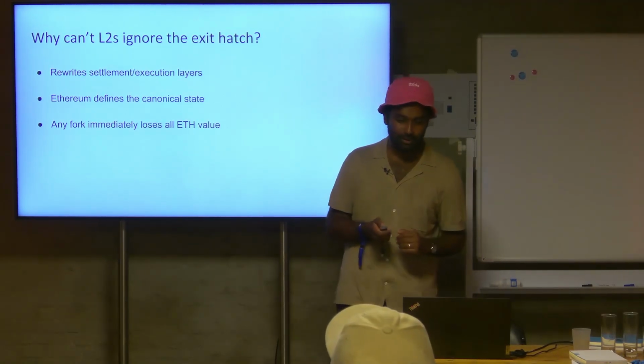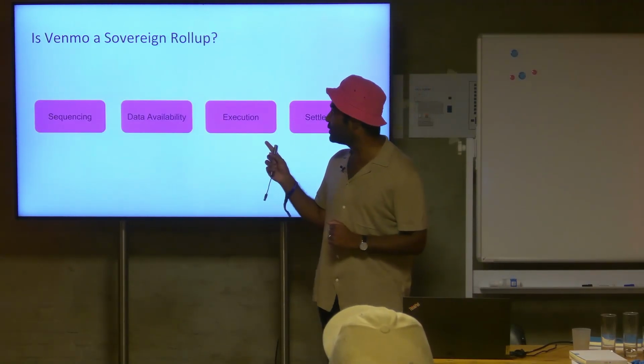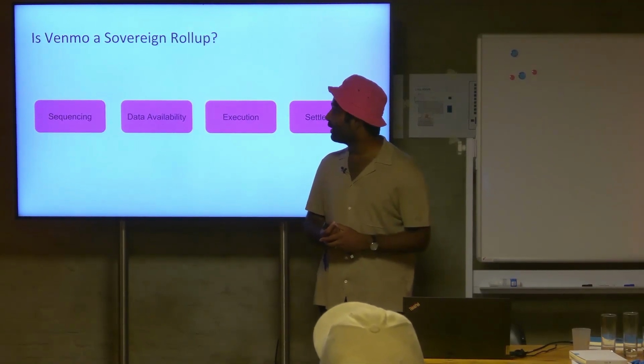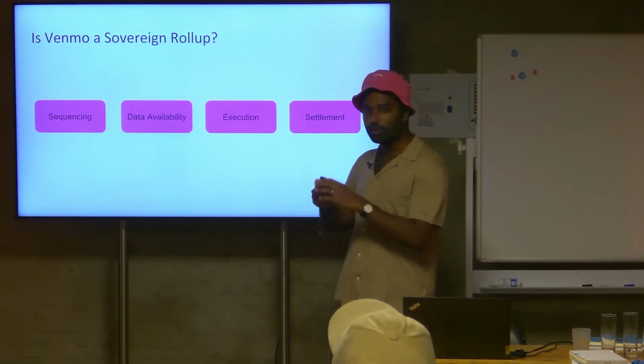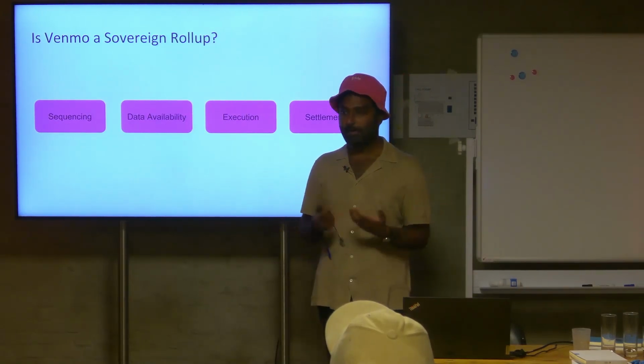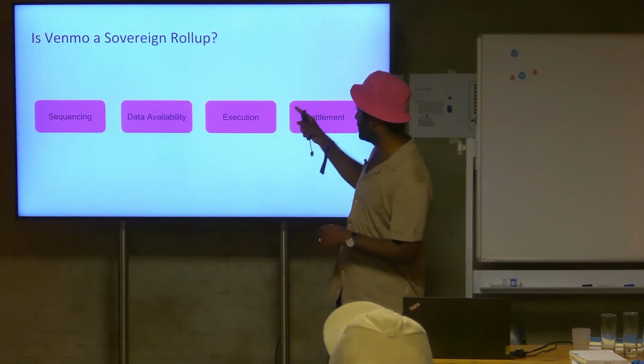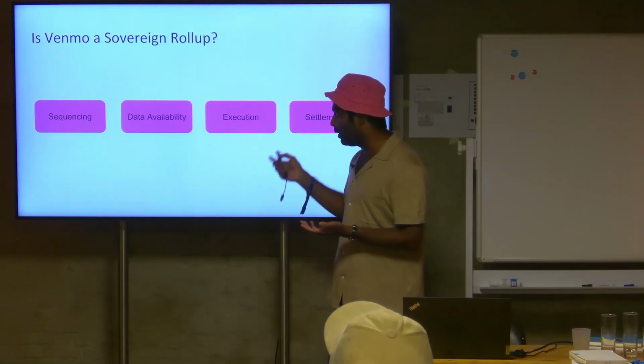Okay, now maybe going back to the question from the very beginning of the talk: is Venmo a sovereign rollup? So we talked about this a little bit. There are 4 core parts of most blockchains, and sovereign rollups own their own settlement and execution. For Venmo, it does have all of these.